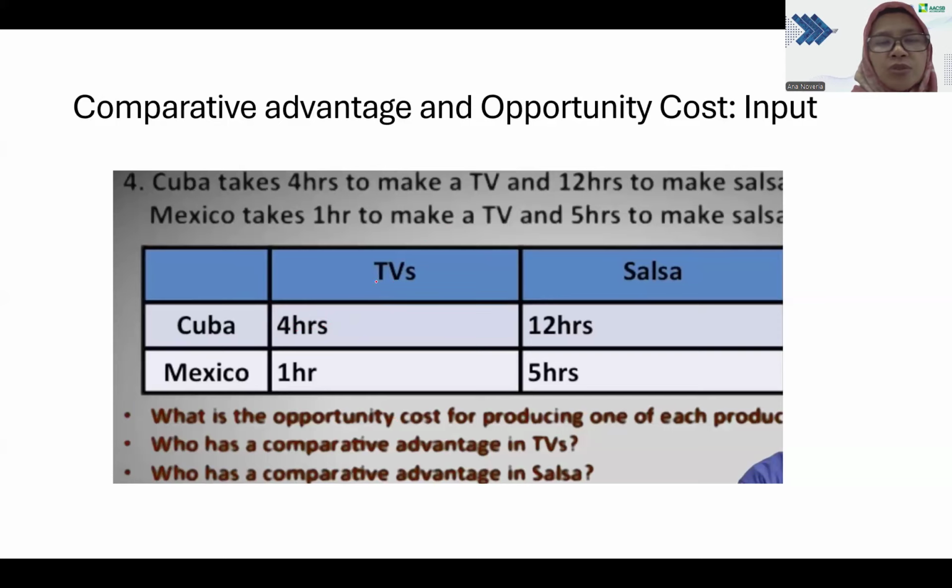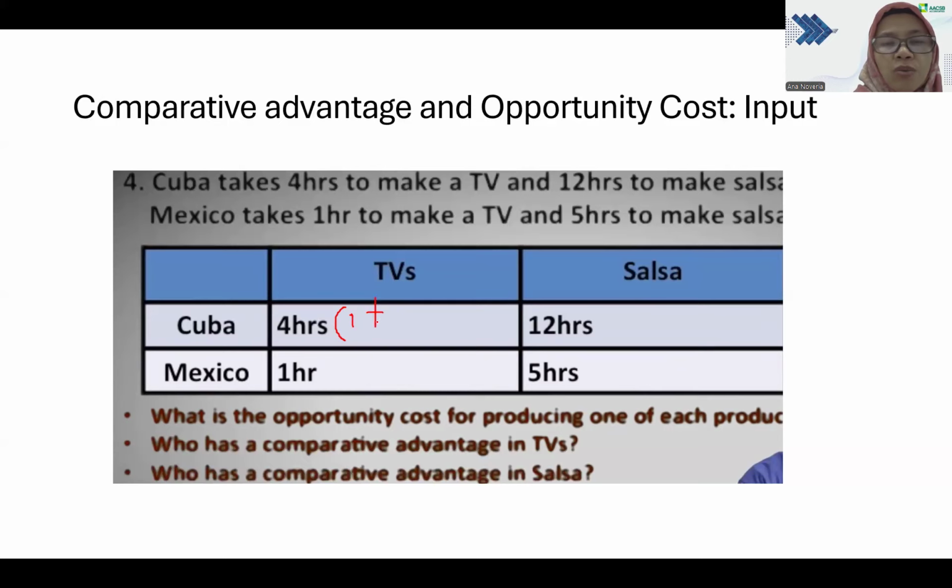So now in order to produce one TV, they require 4 hours, and in order to produce salsa, they require 12 hours. So now the opportunity cost in producing one TV.